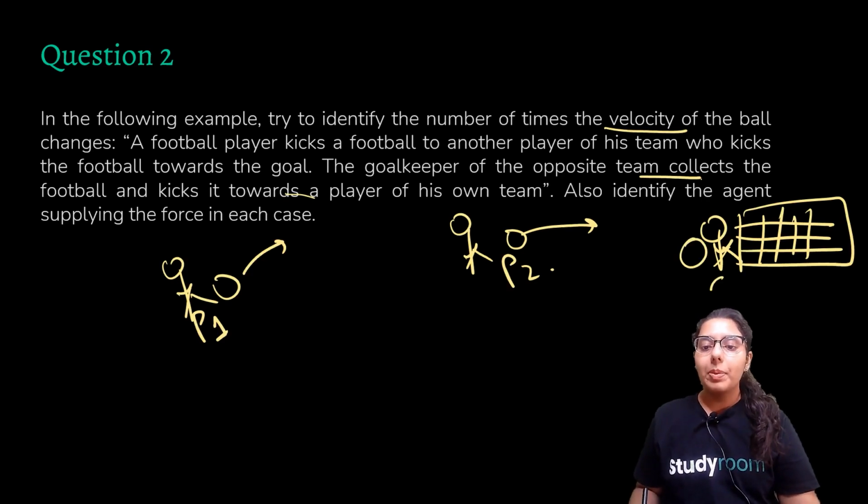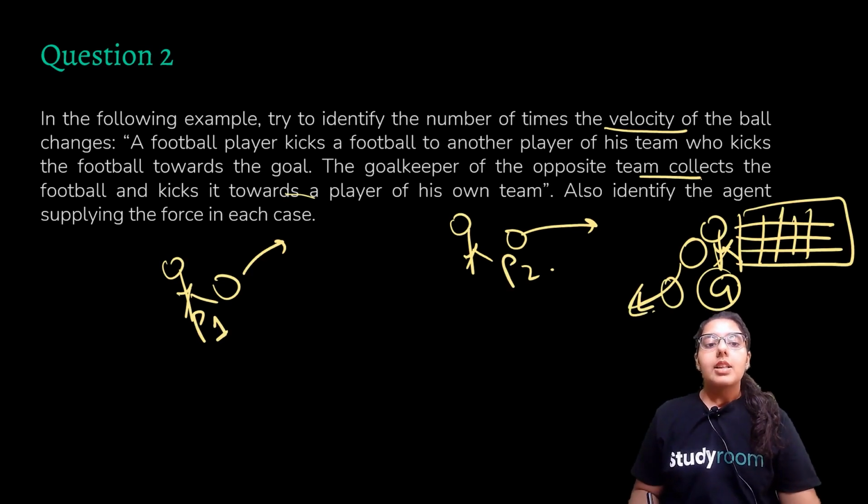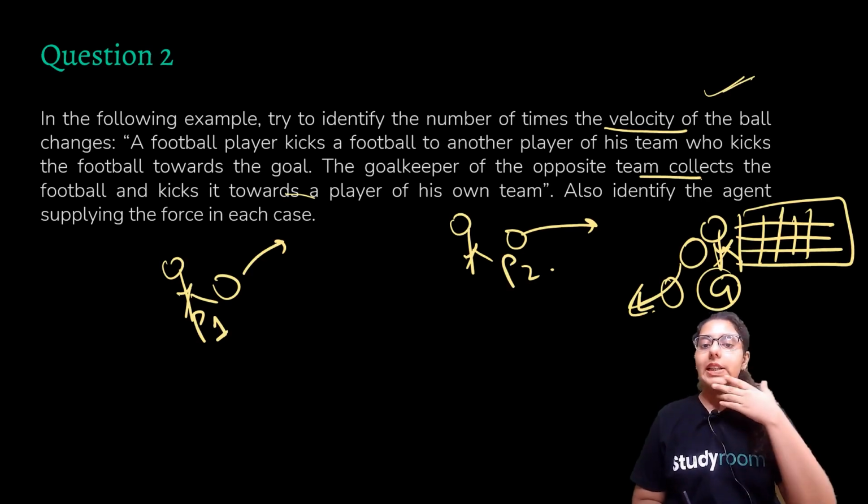And after stopping, this is your goalkeeper, and after stopping the ball, he kicks it towards a player of his own team. Okay. So we have to see how many times the force changes, the velocity of the ball changes, and identify the agents applying the force in each case.